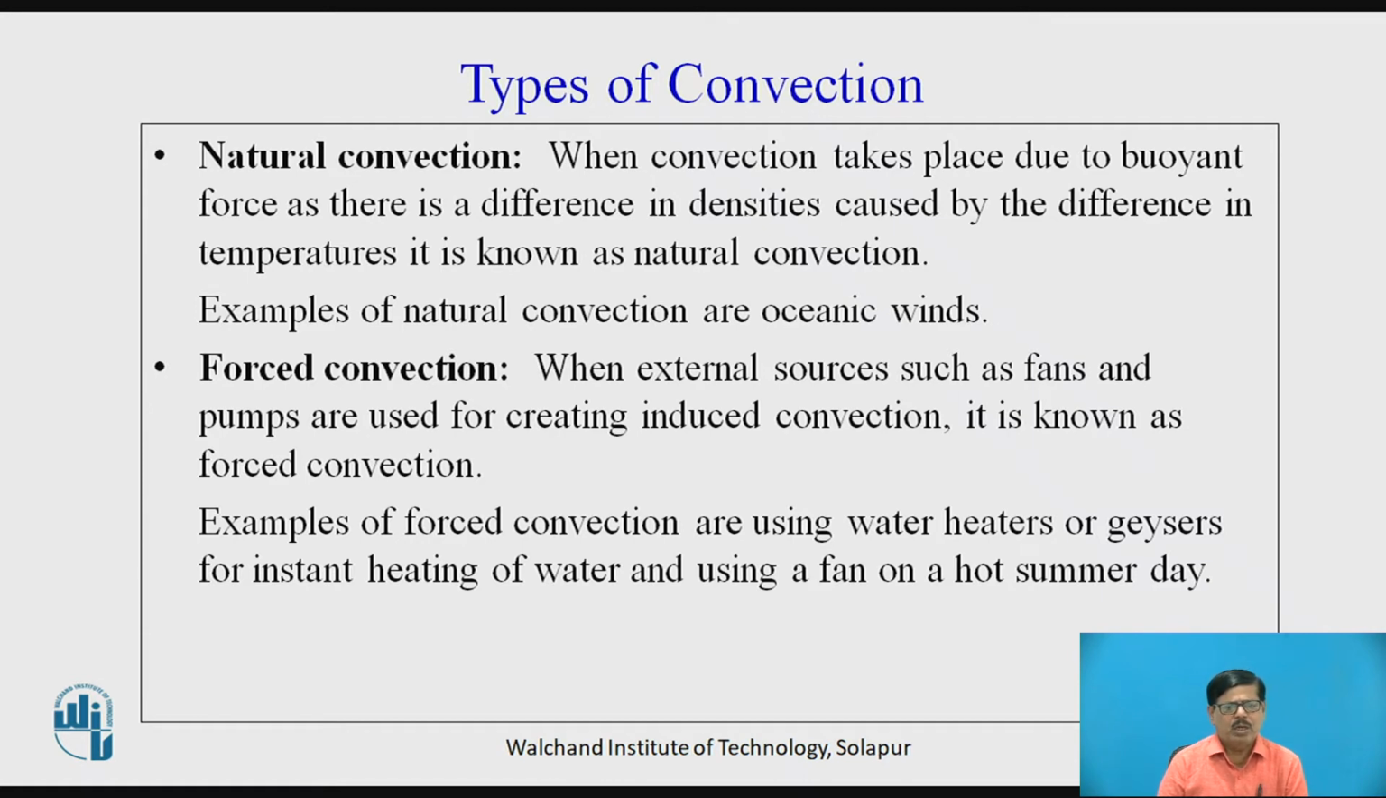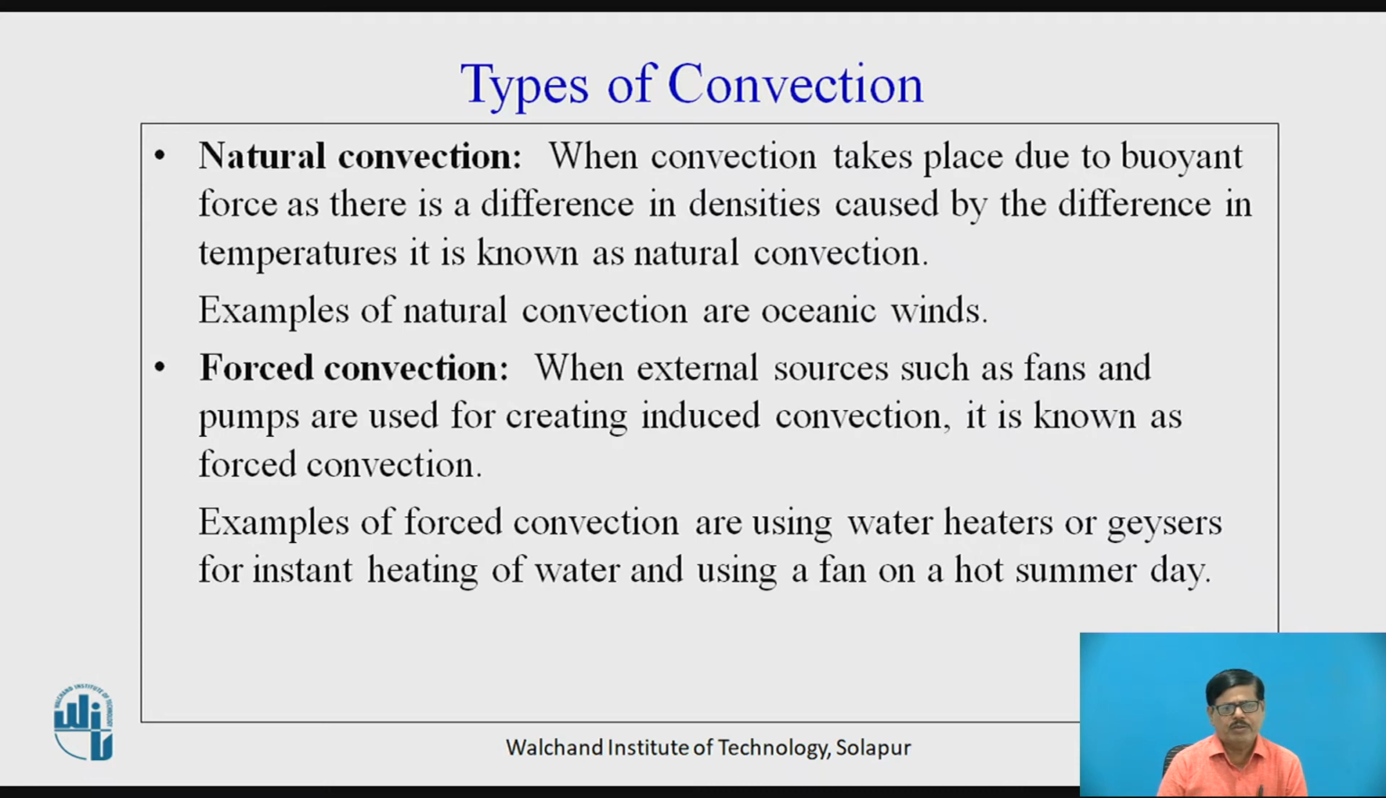For example, natural convection occurs from electrical conductors on the towers to the surrounding air. Natural convection can also occur in oceanic winds. It also occurs in heat transfer from the fins which are put on motor bodies or transformer bodies to the surrounding air. So there are various examples of natural convection.